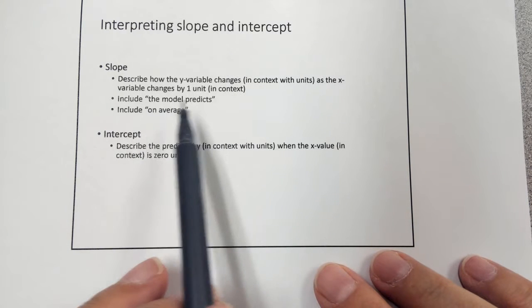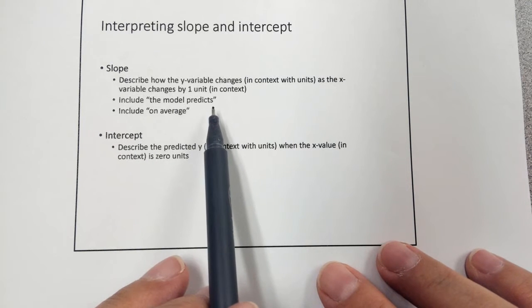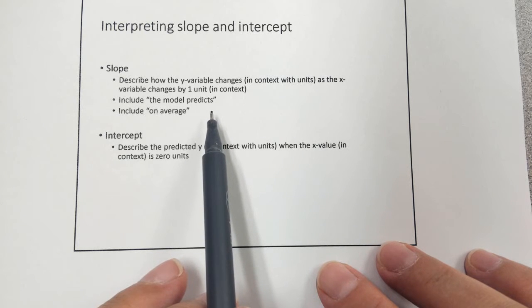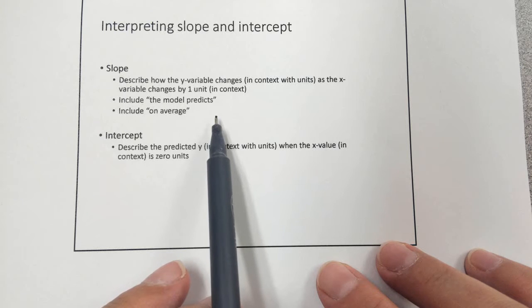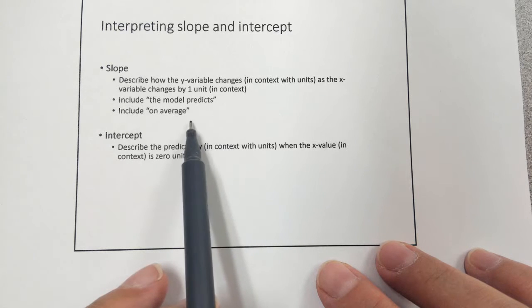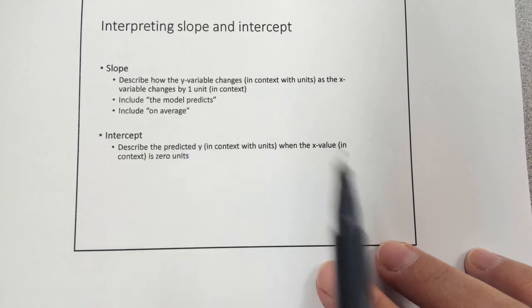We want to include some keywords. The model predicts. Always imply that it's a prediction. It's not what really happens. It's what we would like to have happen if the data were just in a perfect world. And then on average is a good thing to throw in there as well.